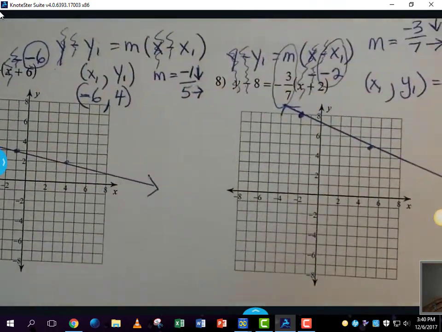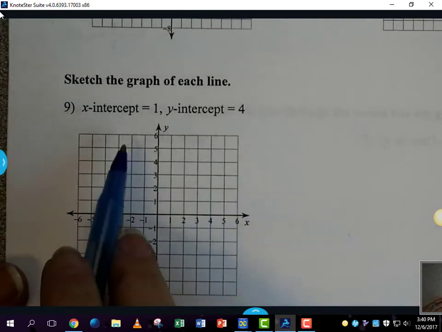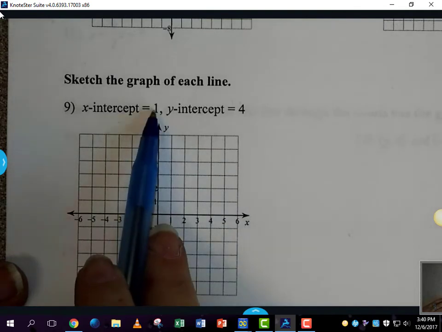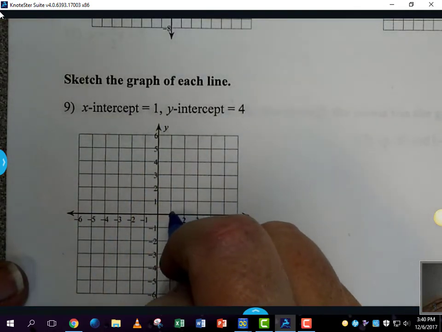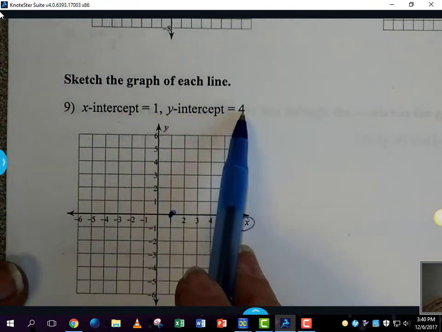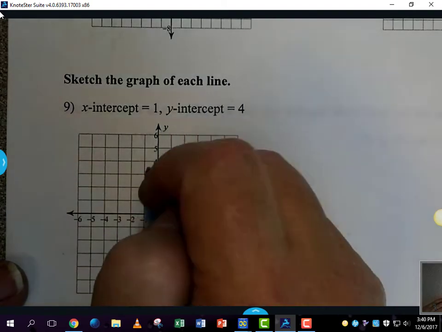Okay? And then the last one is to sketch the x and y intercepts. The x-intercept is always on the x-axis. So this is positive 1. I go to the x-axis where it's positive 1 and I put a point. And then this is the y-intercept, which is equal to negative 4. So I go to my y-axis where y is equal to negative 4 and I put a point.